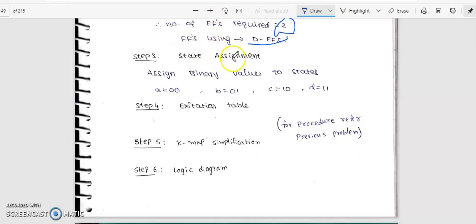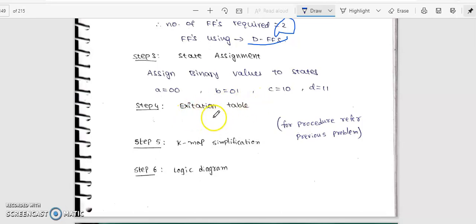And then state assignment. Assigning binary values to the states is called state assignment. Here we have 4 states: A, B, C, D. So the possible combinations that we are assigning are 00, 01, 11, 10.